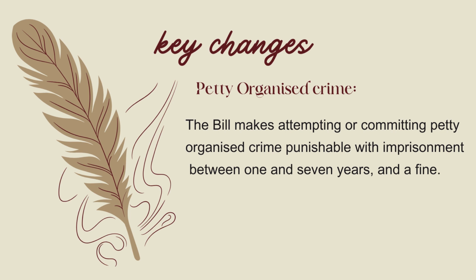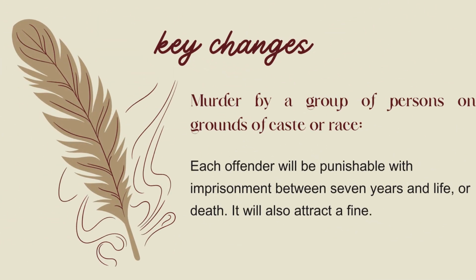And the next one is petty organized crime, which is not so serious, but is still organized crime. They define petty organized crime as any crime that causes general feelings of insecurity among citizens and is committed by organized criminal groups or gangs. For example, pickpocketing, snatching, and theft, which scare the people or make people insecure. The punishment under this crime is imprisonment between 1 to 7 years along with some fine.